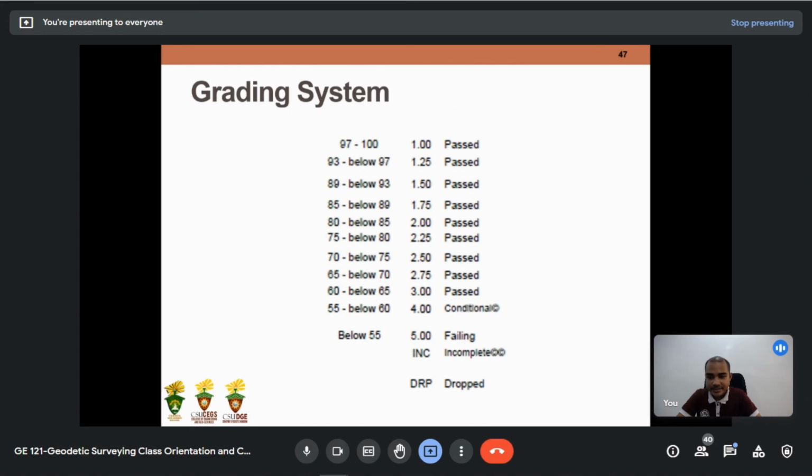So for the grading system, we have discussed this before. The crucial part is the conditional, 55 to 60. Conditional means subject for instructor's evaluation, whether the student still needs to take a removal exam or not. If the instructor gives a removal, passing is a grade of 3.0, and failing is 5.0.